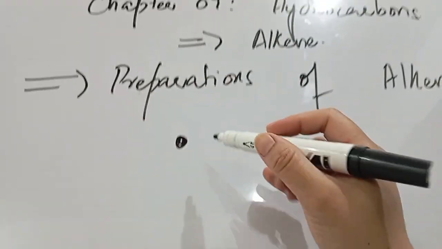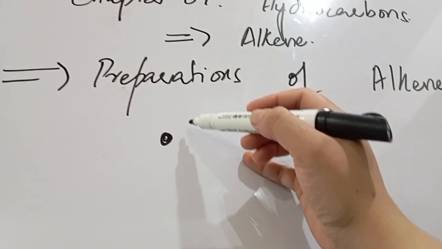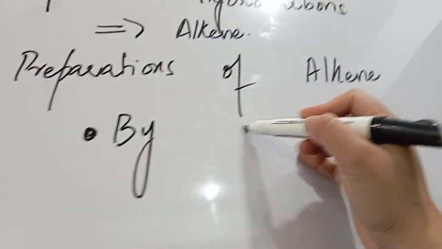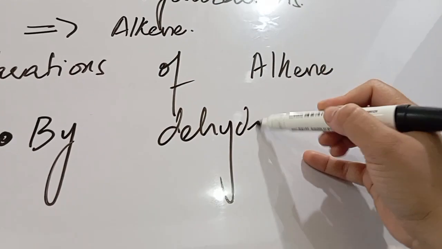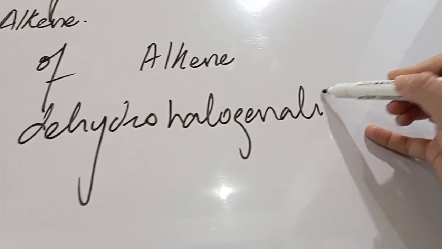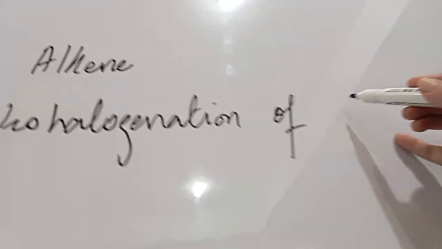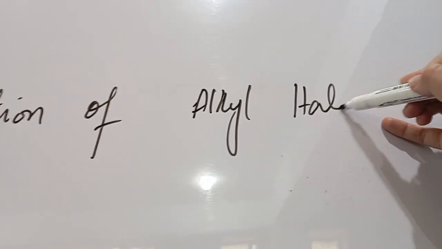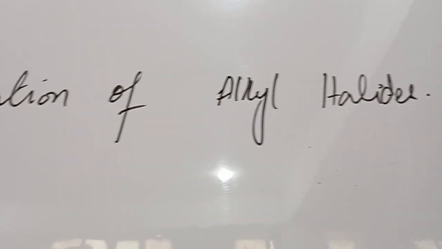For the preparation of alkenes, the topic we are going to demonstrate is the preparation of alkene by the dehydrohalogenation of alkyl halides. What do we mean by this? It is from the alkyl halides. The reactant we know is alkyl halide.